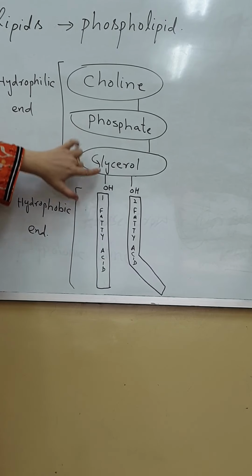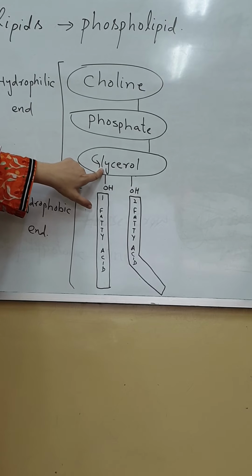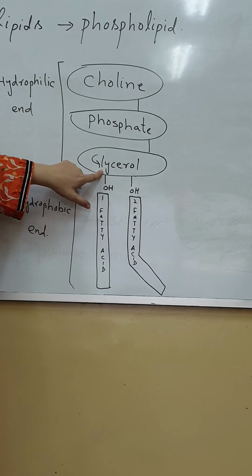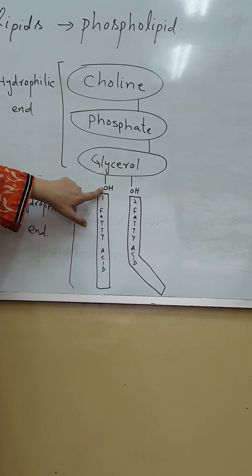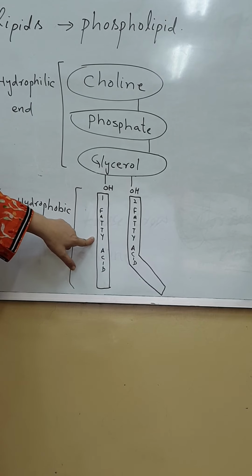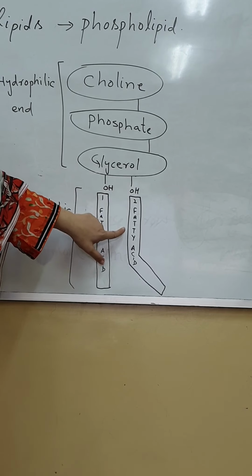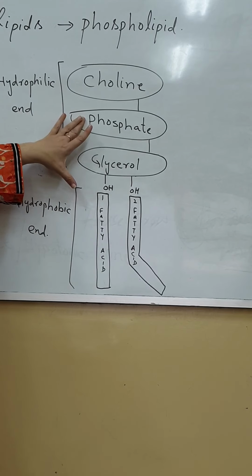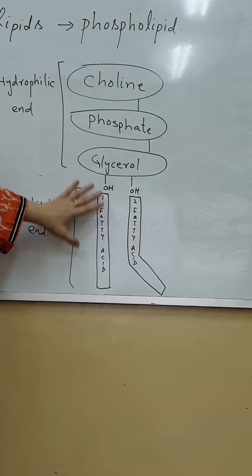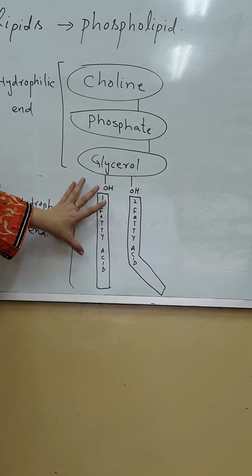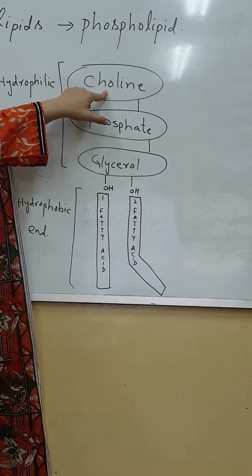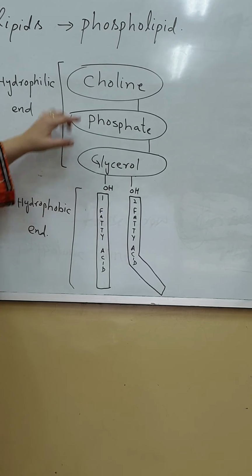In phosphatidic acid, the phosphate group is attached to the glycerol, and glycerol is attached at its first hydroxyl group to one fatty acid, and at the second hydroxyl group to the other fatty acid. So this is the structure from the phosphate, glycerol, and two fatty acids. This is phosphatidic acid, while when it combines with choline, it forms the phospholipid.